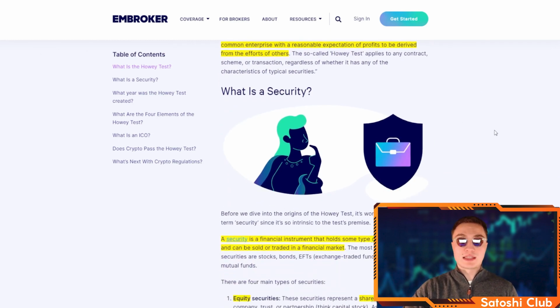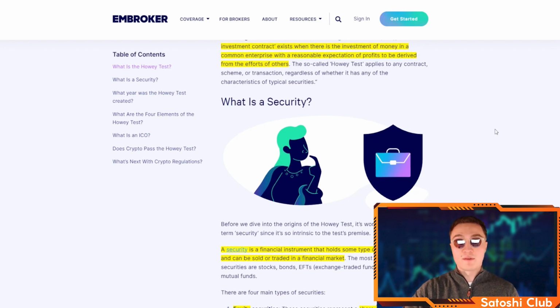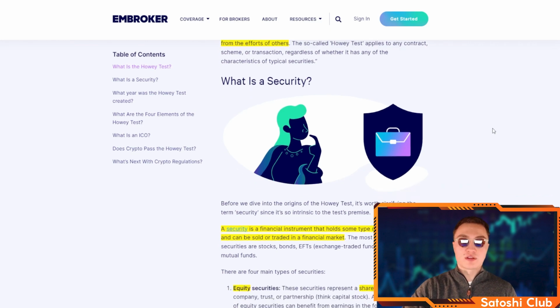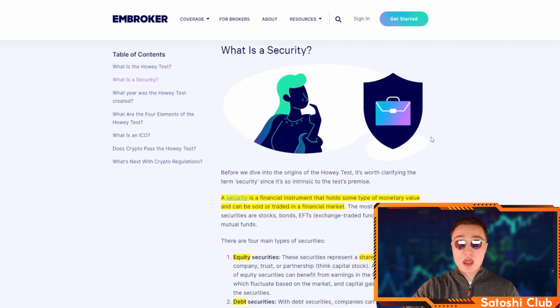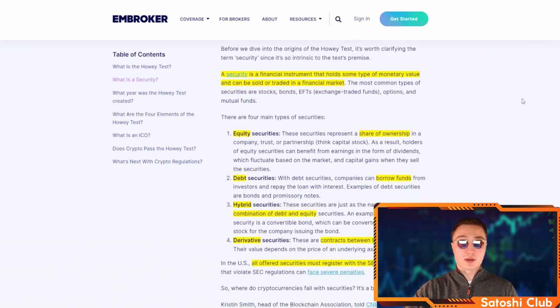Well, it means that the Howey Test is going to help us figure out whether or not some people are going to profit off of it and whether or not there's an entity that is pooling all of the money, and a few other things that you will learn about in a second. But before we get into that, we should probably do a little recap of what a security actually is. Now, this is some basic economics right here, and before we dive into the Howey Test, you guys have to know that a security is a financial instrument that holds some type of monetary value and can be sold or traded in a financial market.